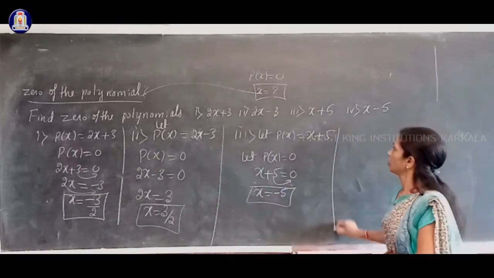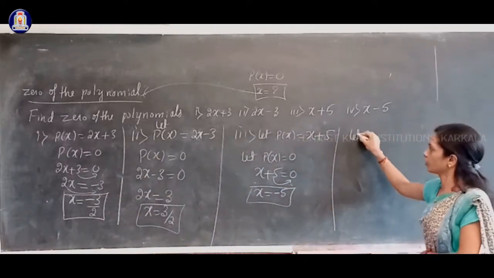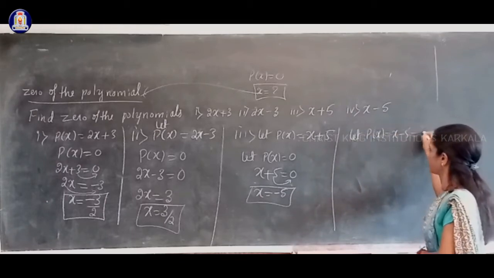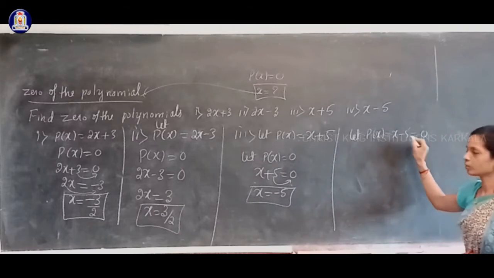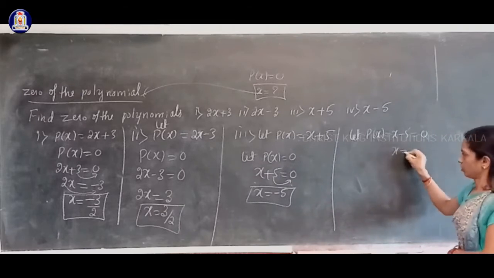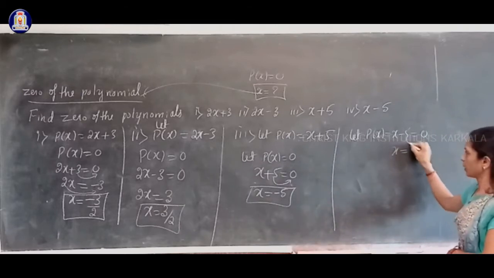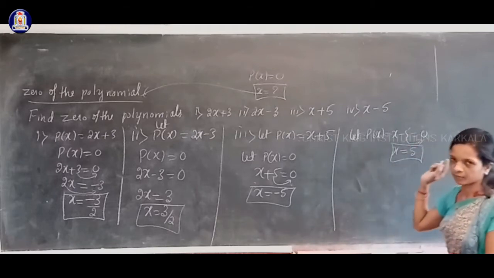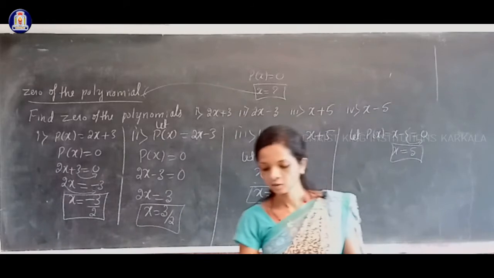And what is the 0 of this polynomial? You start like this: let p of x equal to x minus 5, that is equal to 0, and from this, how to find x? x equal to minus 5, you send to the other side as plus 5. So, x equal to 5, that will be the 0 of the polynomial.